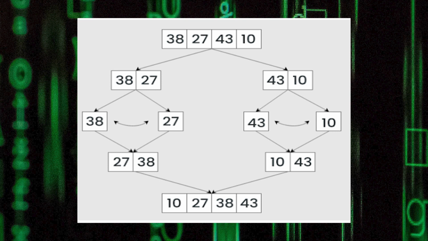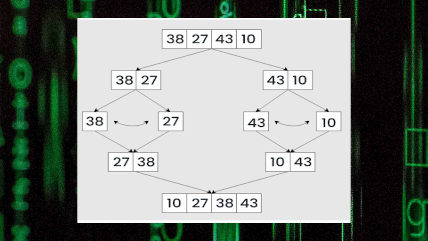What will happen if we take 5 or 7 elements in an array? The number of steps will be more when we are dividing the array into sub arrays. Here 38, 27, 43 and 10 are the 4 elements. We have taken the example of 4 elements. It is divided into 2 parts. 38 and 27 are the leftmost array and 43 and 10 are the rightmost array.